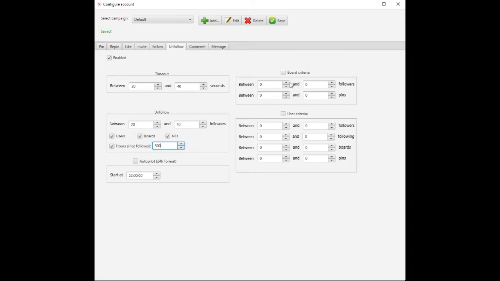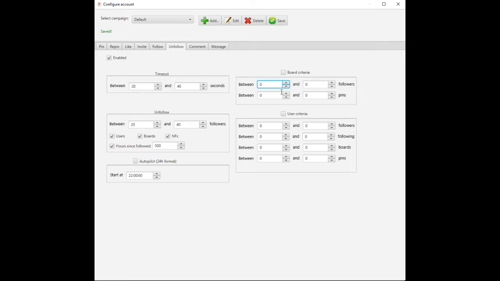And then you set your board criteria. Who is it that you want to unfollow? Their board has between such and such. Normally people want to unfollow the low numbers because those are the people that aren't really being active. So they'll put a low number in here. Some people might want to put a high number. I don't know why they'd want to, but the low numbers are typically who people go after, and those are the people that just basically don't spend any time on your board.